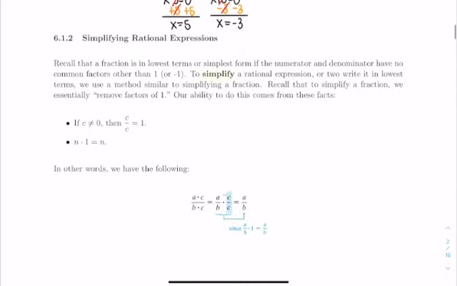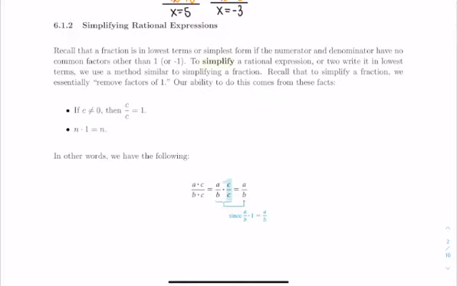So recall that a fraction is in lowest terms or simplest form if the numerator and denominator have no common factors other than 1 or negative 1. To simplify a rational expression, or to write it in lowest terms, we use a method similar to simplifying a fraction. Recall that to simplify a fraction, we essentially remove factors of 1.